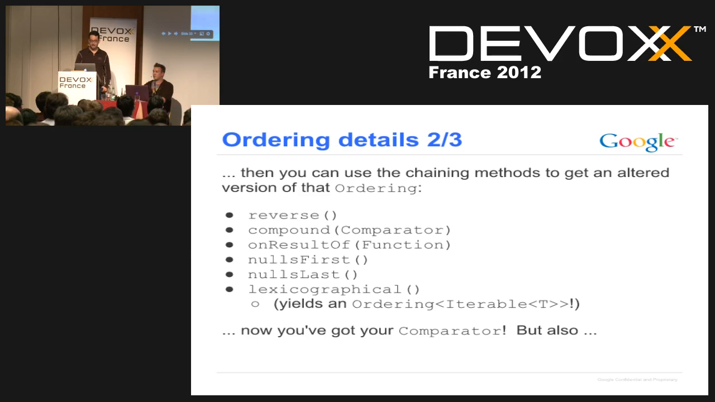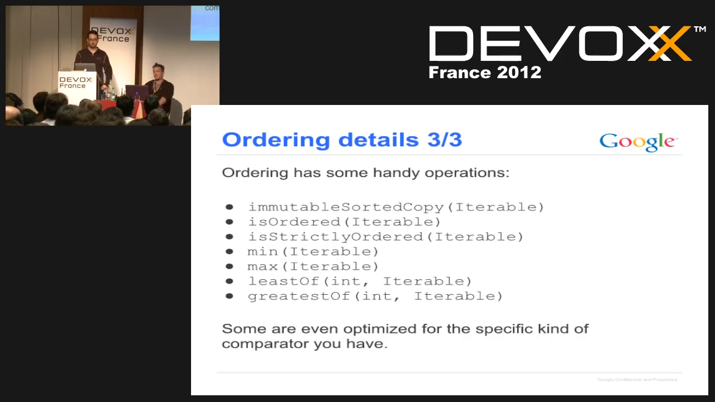And so now that you've created an ordering and you've called these chaining methods, you can use that wherever you need a comparator, or you could use any of these really handy operations that we put right there on Ordering for you. So for example, you could take a sorted copy of an iterable. You could ask whether an iterable is already sorted. You could find the min or the max, or you could even say, I want to know not just the one least element, but the 10 least elements in this entire iterable, with leastOf and greatestOf.